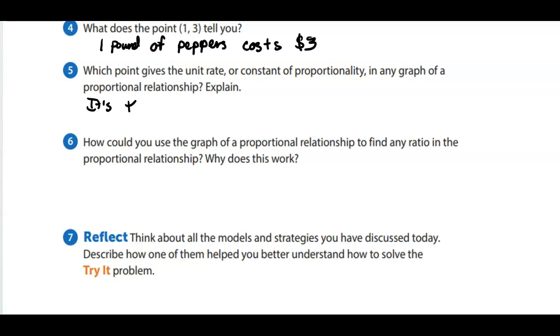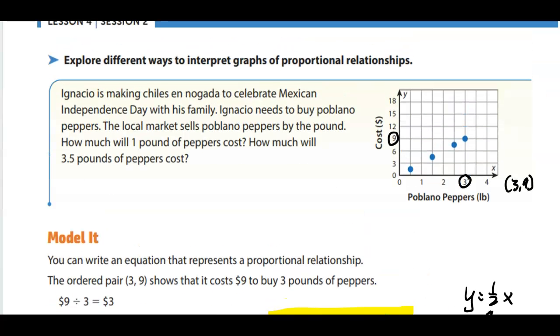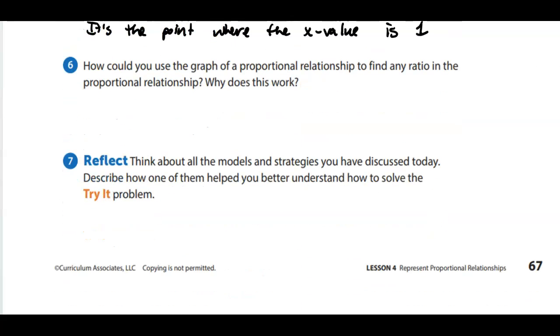Which point gives you the unit rate or constant of proportionality in any graph? It's the point where the x value is 1, right? A denominator of 1. When we go back here, this right here, it's going to go up to here. We're going to get a point right here that stays on that line. But whenever the x value is 1, that's going to be your constant of proportionality.